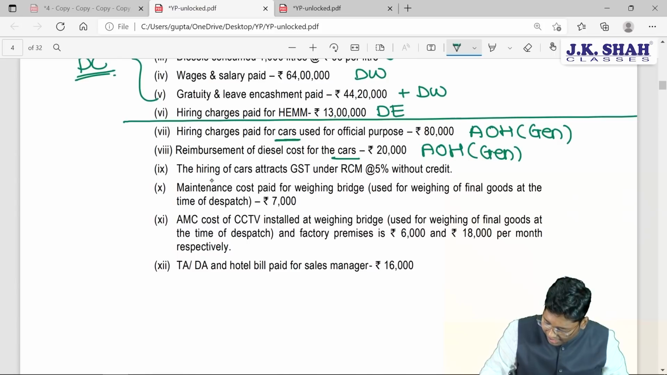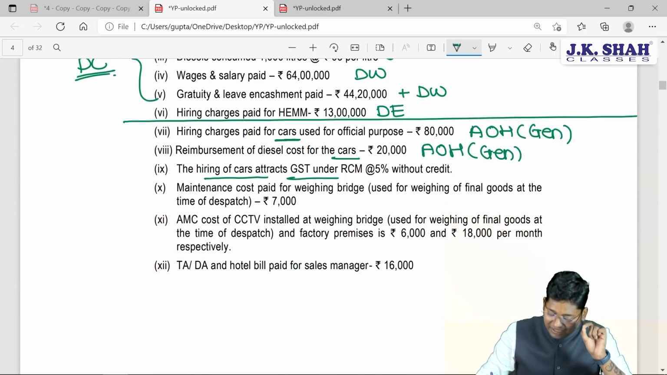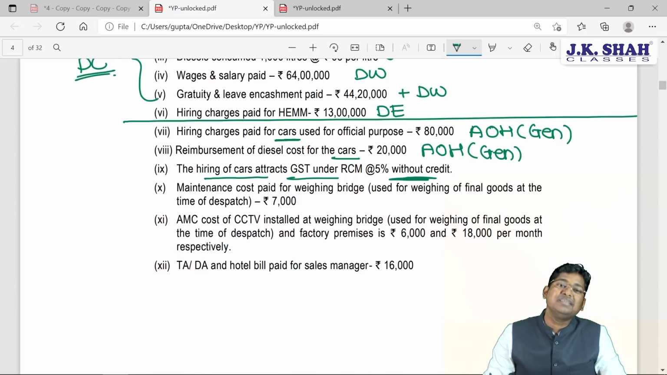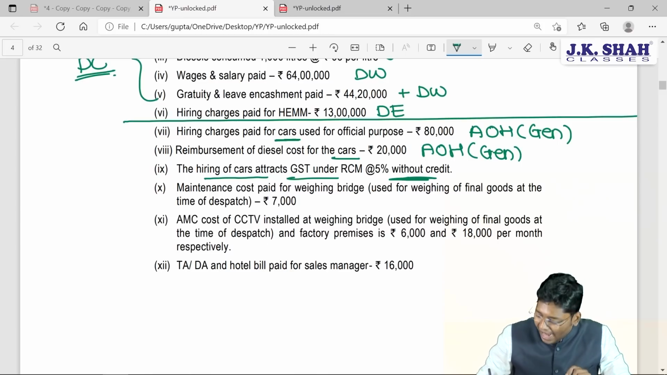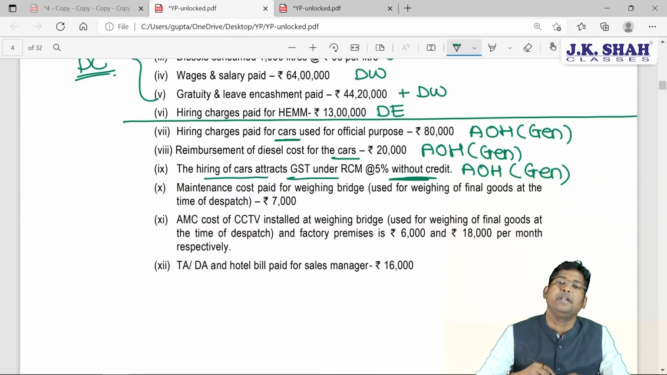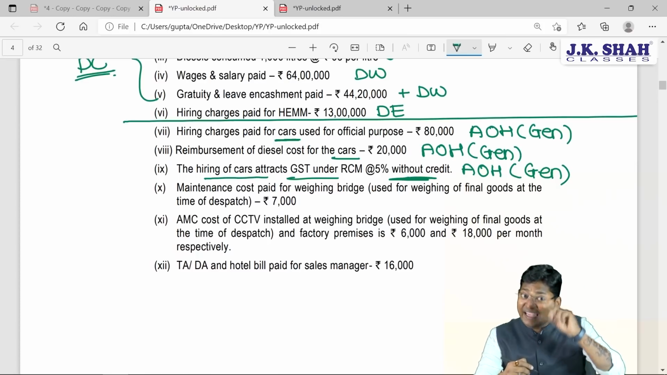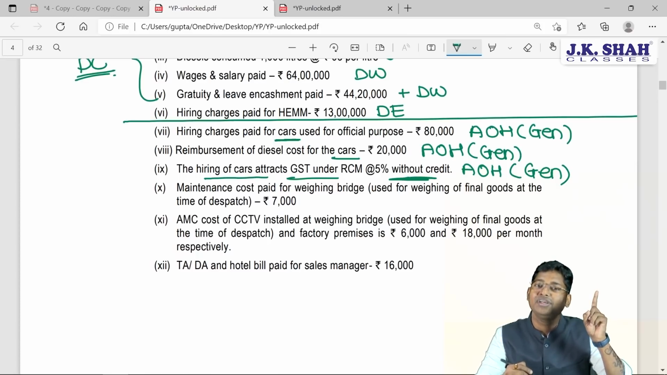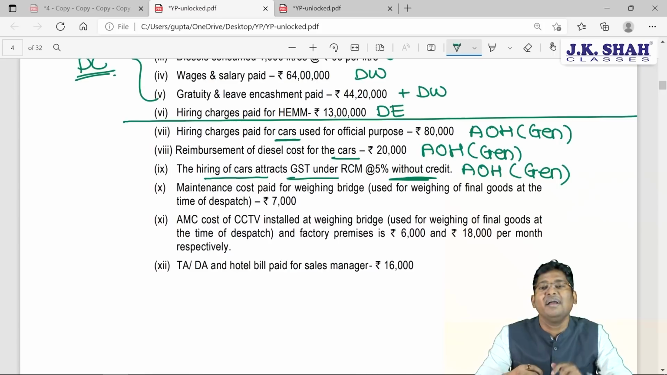So whenever you are hiring cars, it attracts GST, and when it is without credit, that means it is an extra expenditure which you need to incur, and this expense is also to be recorded under general administration overhead because it is related to the hiring of cars. If you are hiring machinery, the hire charges are direct expenses, but car hire charges are administration expenditure.